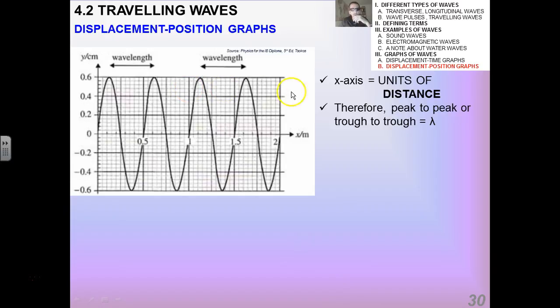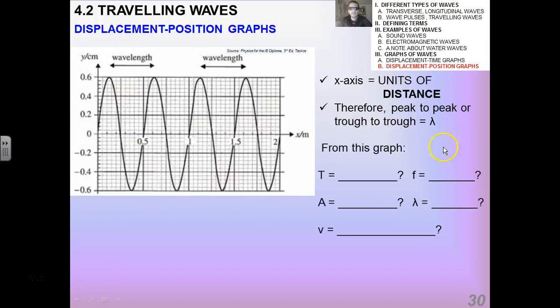On the x horizontal axis, there are units of distance. And these graphs look like essentially what you would see if you had a camera to the side and took a picture at a snapshot in time. Therefore, peak to peak or trough to trough, this does give the wavelength. Now see if you can figure out what these variables are from this particular graph.